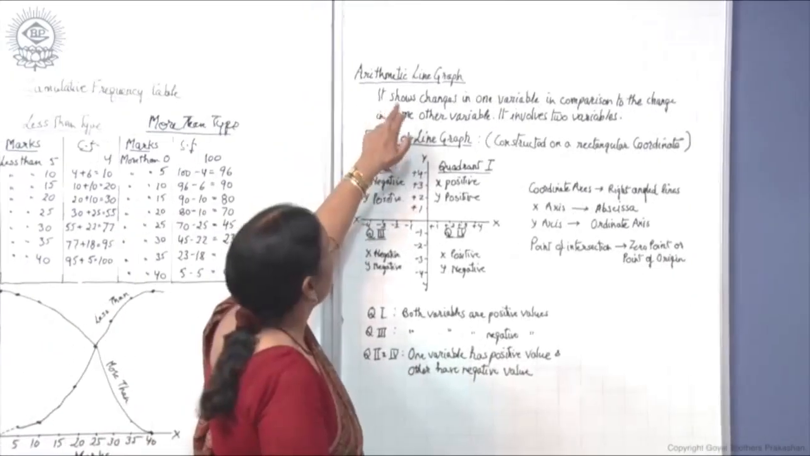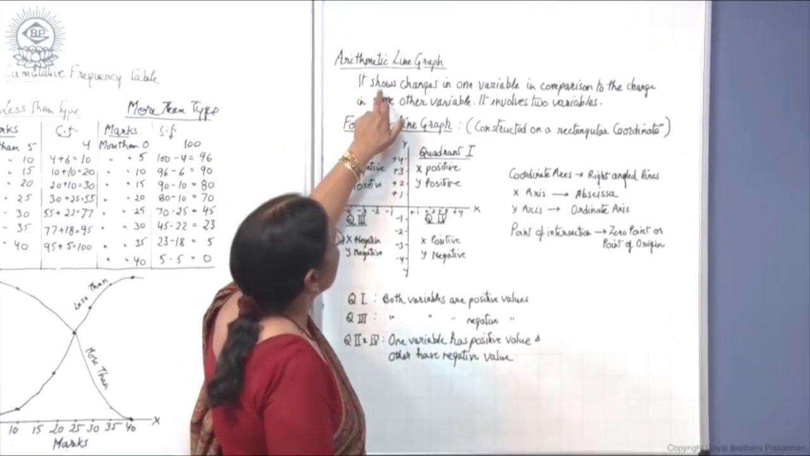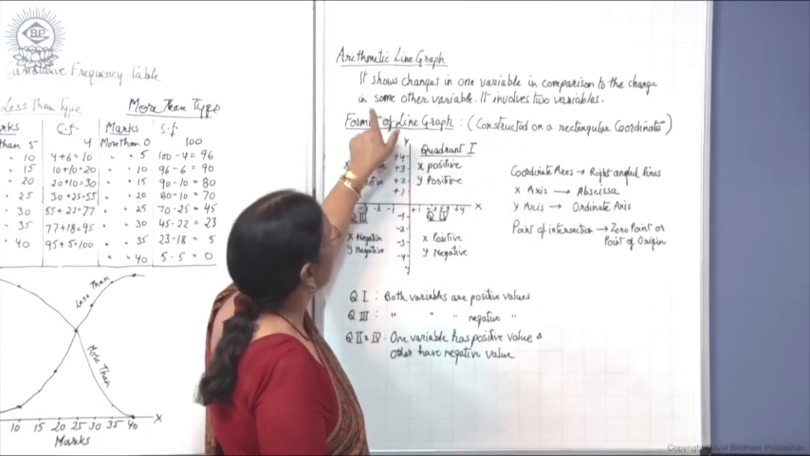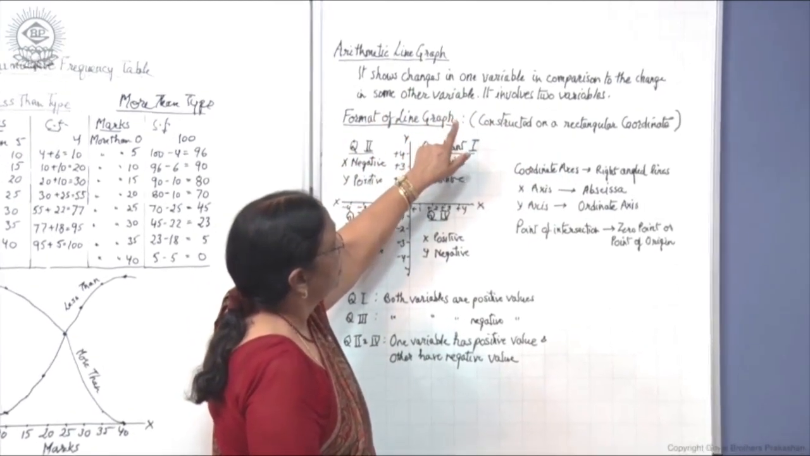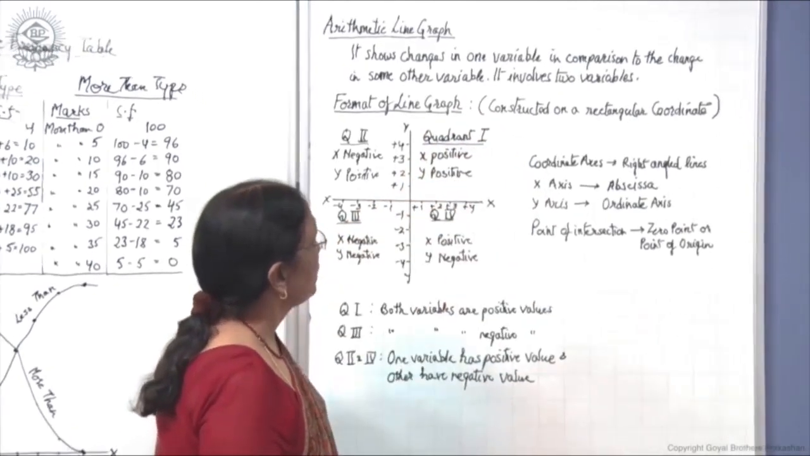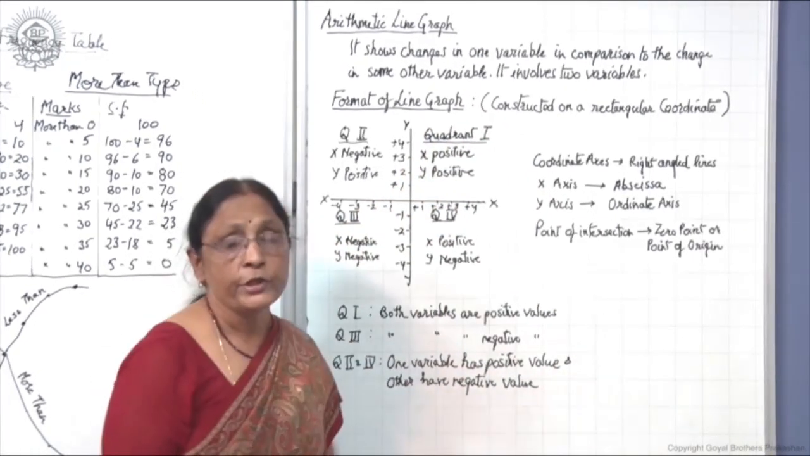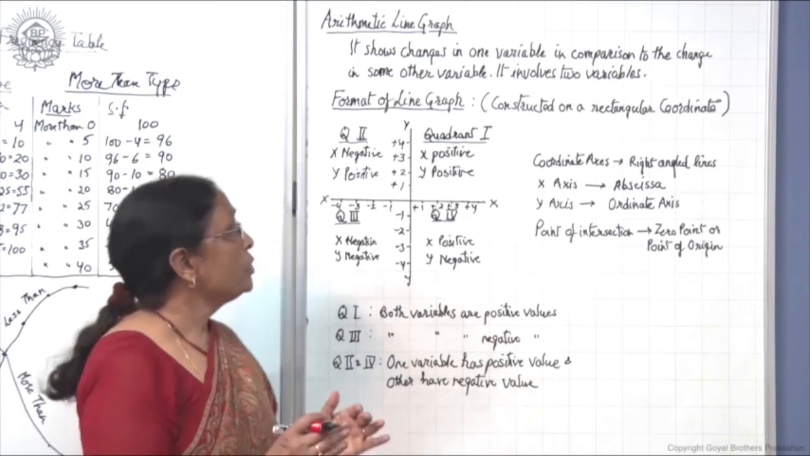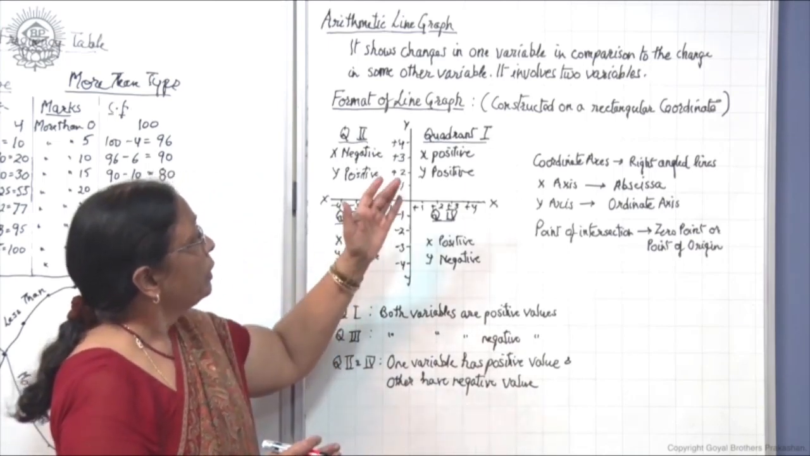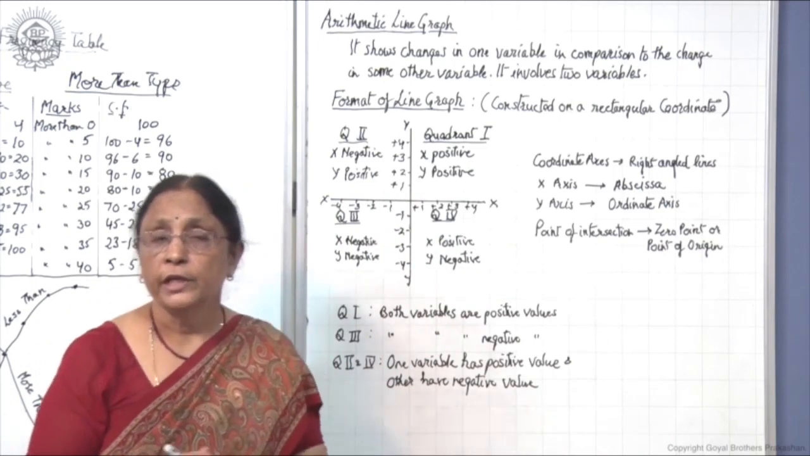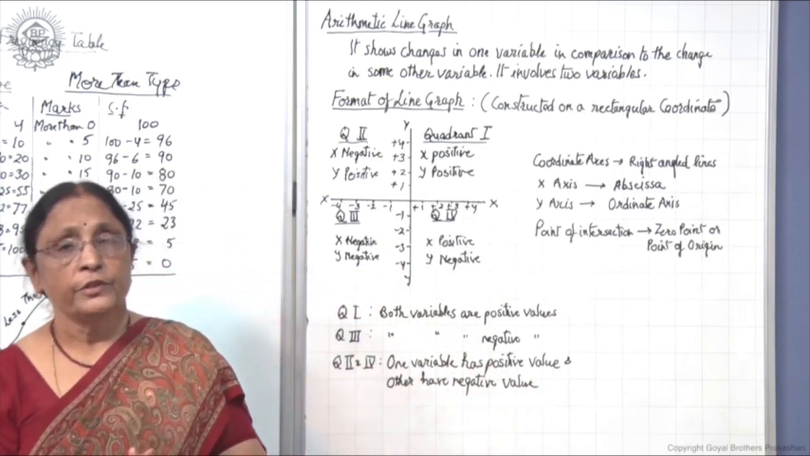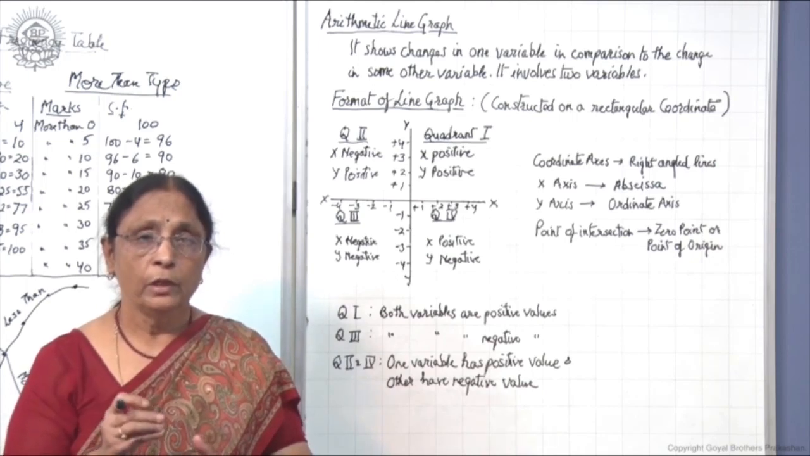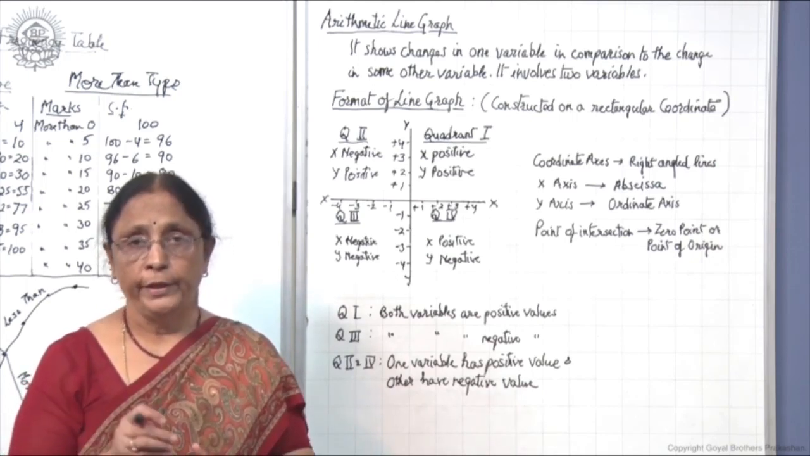Now first I will tell you what it means. It shows changes in one variable in comparison to the change in some other variable. So it involves two variables. Now what is a line graph? It shows changes in one variable due to the change in, or in comparison to the change in, another variable. This means that there are two variables, one independent and one dependent.